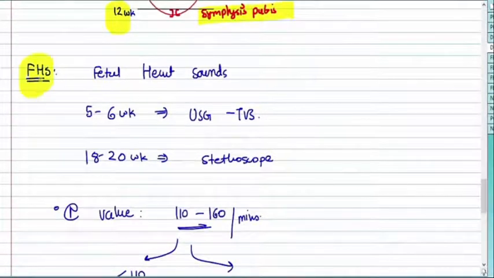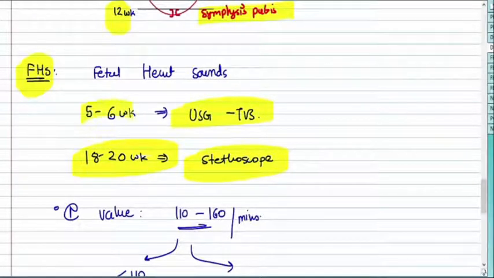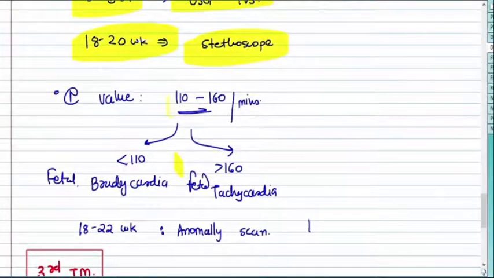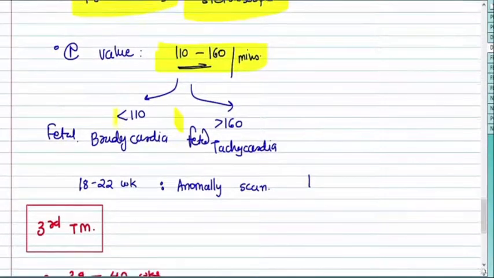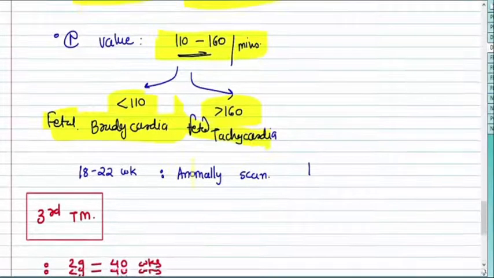Now the fetal heart rate. Fetal heart rate can clinically be heard by stethoscope after 18 to 20 weeks, but at the earliest point in time, by color Doppler and transvaginal ultrasound, the fetal heart can be seen by 5 to 6 weeks. The normal value of fetal heart rate is 110 to 160 per minute. If it is less than 110, it is called fetal bradycardia. If it is more than 160, it is called fetal tachycardia.